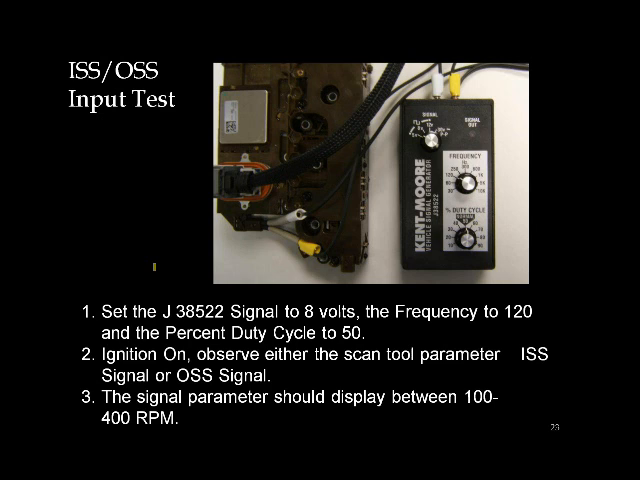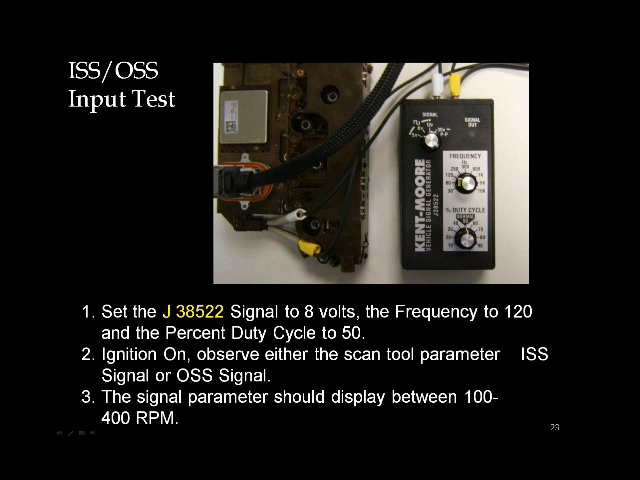To test the other electronic component on the TECM itself, it's going to require you to have a device called a signal generator. This is probably one of the handiest tools that you'll ever buy. This happens to be the Kent Moore tool here. As you can see, it's a J38522. That's what I've got as a part number right here. But you don't necessarily have to buy the Kent Moore one. You could buy anybody's that you want to buy. I just happen to own the Kent Moore one, so that's what I use.